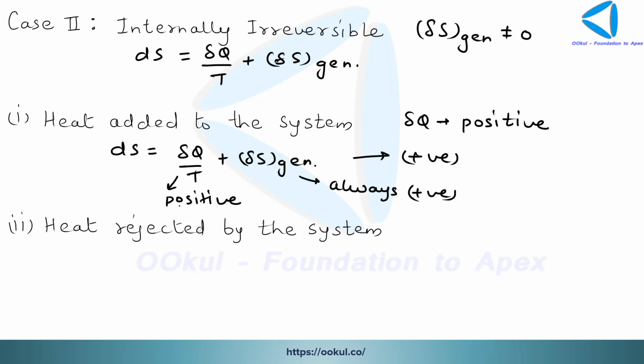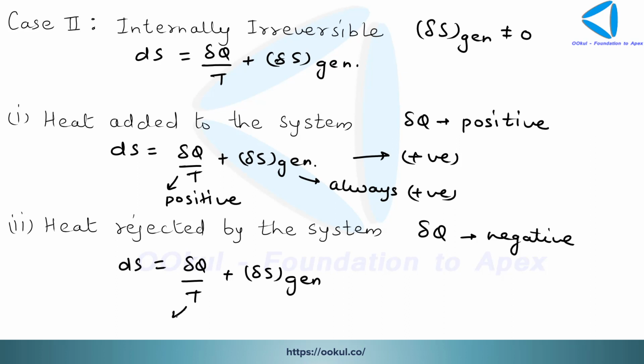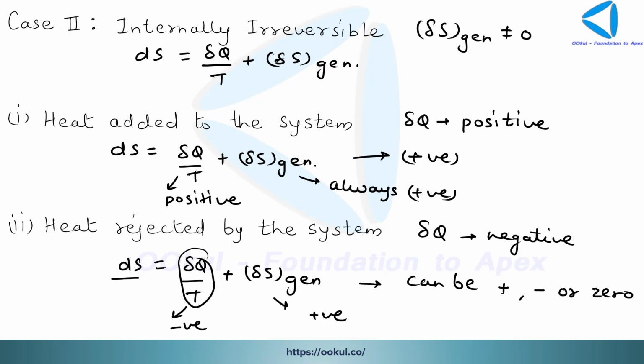Now the next one is heat rejected by the system. Heat rejected by the system means δQ is negative. When δQ is negative, dS is equal to δQ by T plus ΔS generation. So this is negative, whereas this is always positive. So this dS, that is the entropy change, can be positive, negative or 0, depending upon the magnitudes of heat transfer and all. If this part is higher, then it will be negative. If this part is higher, then it will be positive. If both are the same, then it will be 0.